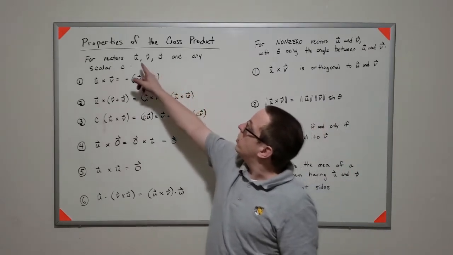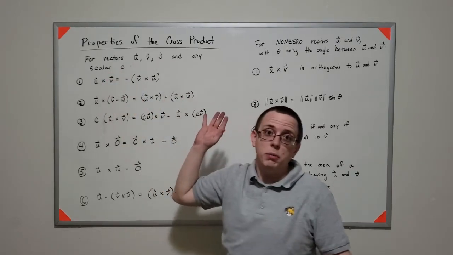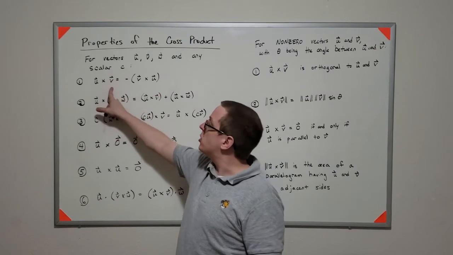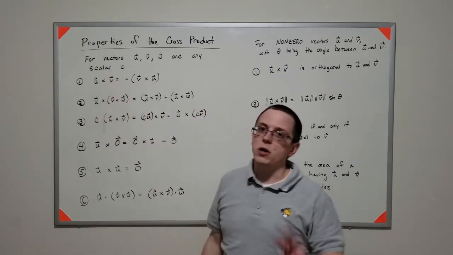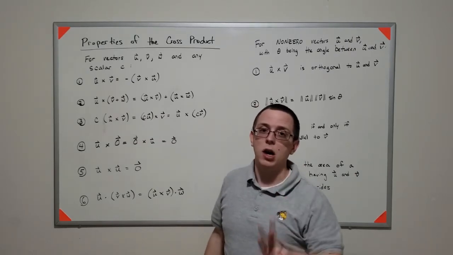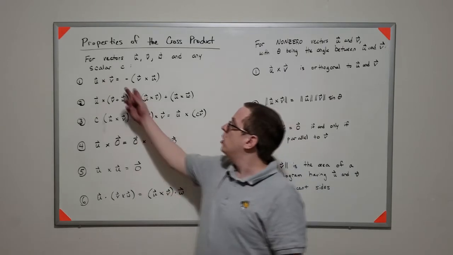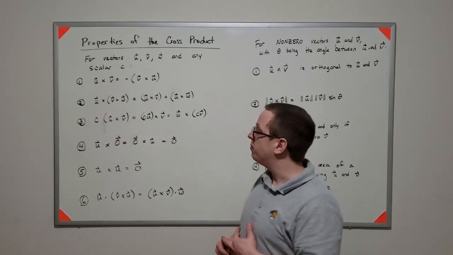So if we have three vectors, u, v, and w, and any scalar c, it even could be 0, then something we've discussed in a previous section is that u cross v is the negative of v cross u. So unlike the dot product, if you swap the order of crossing, you're going to get a different result. It's related, but it's not exactly the same.